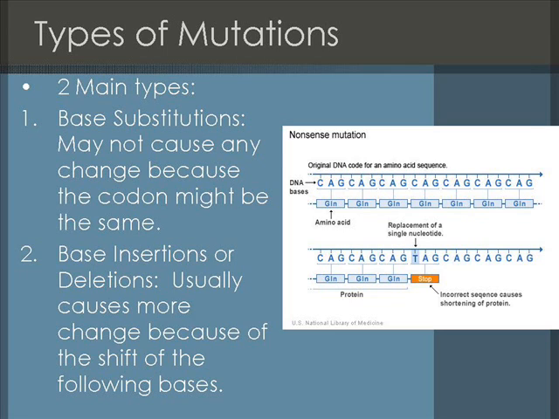There are two main types of mutations. The first one is called a base substitution. That is where one base gets substituted for another. This may cause a different codon that codes for the same amino acid, so this would not even be seen at all. The second kind is called a base insertion or base deletion. Usually it causes more change because of the shift of the following bases. It will change the triplets that are being read. This is usually the most harmful type of mutation.